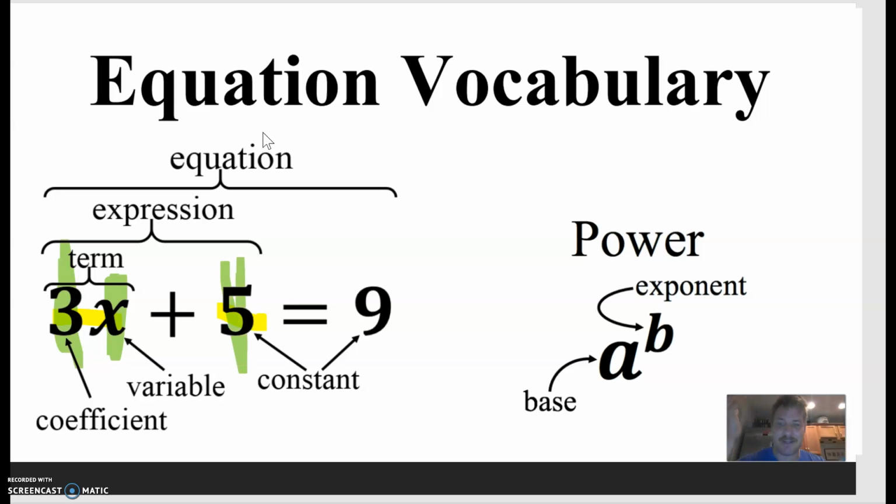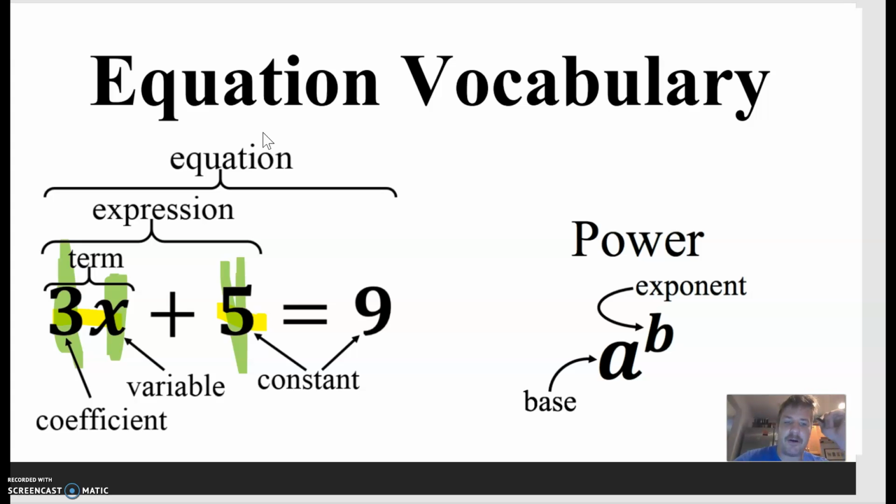It's called a constant because you're not going to plug a number in to change 5. You're not going to plug a number in to change 9. It's always going to be that number, so that's why it's called a constant. If you look at 3x though, 3x could change because we could plug a number in for x. So that's why we don't call that a constant.